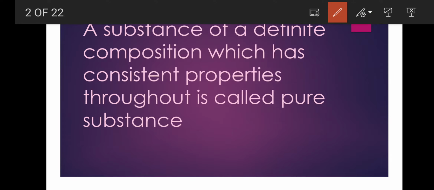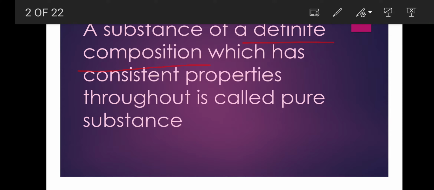Clear? So what is the basic property of pure substances? That they have a definite composition. This is very important. In pure substances there is a definite composition, and because of this the properties are different from the others. Clear? When we talk about a pure substance, it has a definite set of physical and chemical properties. They have fixed melting and boiling points, and pure substances have characteristic color, odor and taste.